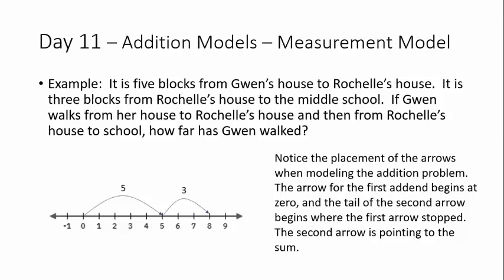Again, we start with a number line, and we represent the 5 blocks that Gwen walked to Rochelle's house with an arrow starting at 0. We hop 5 units. The first arrow stops at 5. And the second add-in is 3. This is the distance from Rochelle's house to the school. We start at 5, where the first arrow ended, hop 3 units, and the arrowhead of the second arrow is at 8. So the add-ins are 5 and 3, and the sum is 8.